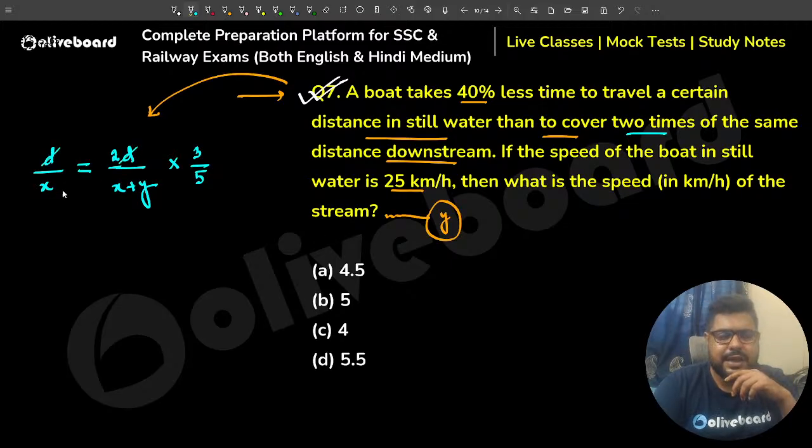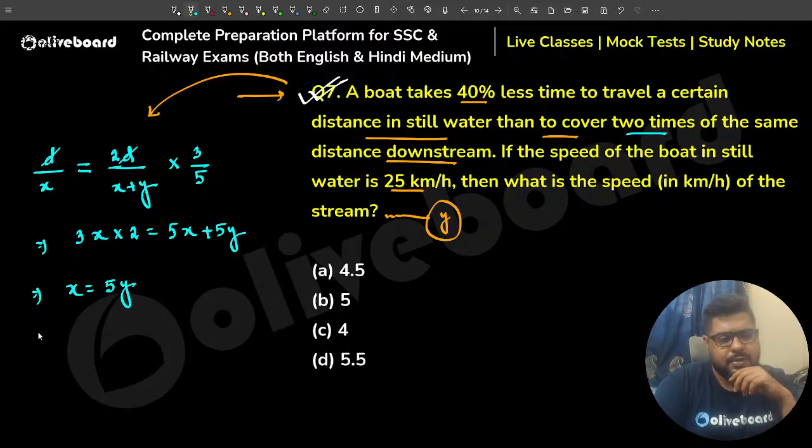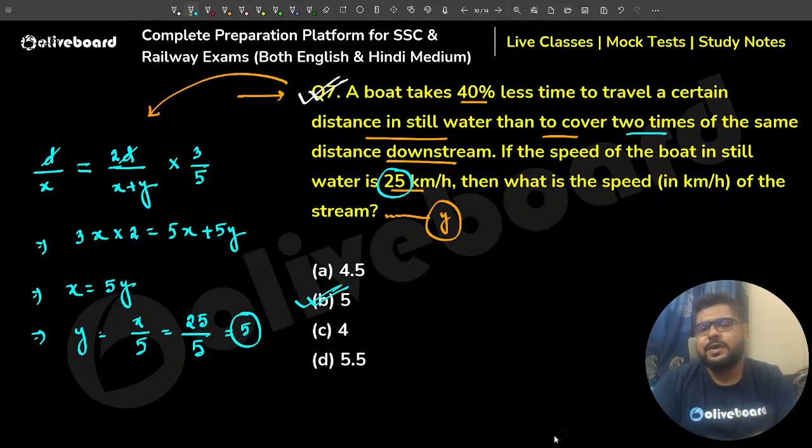First things first, this cancels. So this will be 3x into 2 is equal to 5x plus 5y. So x equals 5y, so y equals x by 5. Sir, what is the value of x? X is given to you as 25. By 5 gives you 5. So they are asking the y value, which is option B, 5 kilometers per hour.